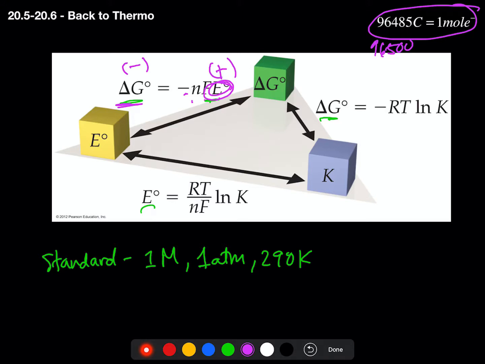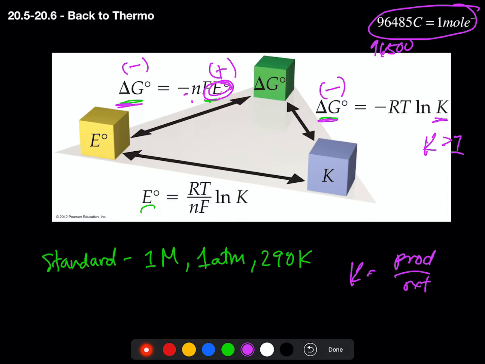Going over here and tying together G and K, this we talked about previously, where if G is negative, for example, that means K is going to be greater than 1, meaning it favors the formation of product, where K is approximately product over reactant. That's how we can think about it. There are exponents and other things to think about.